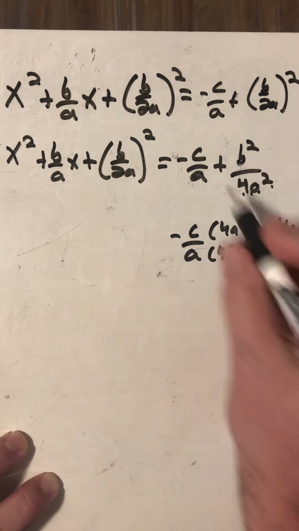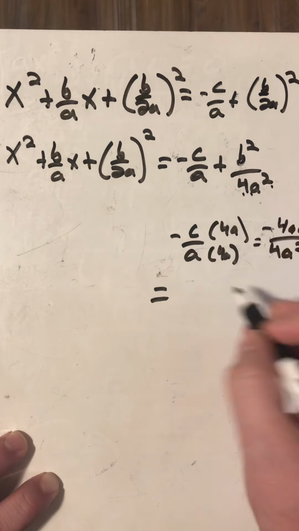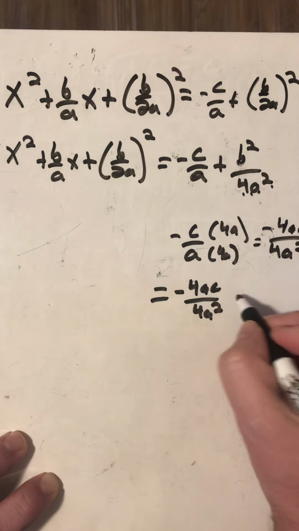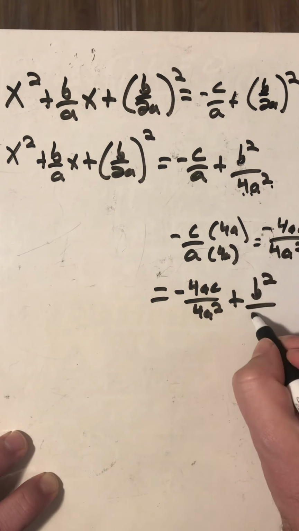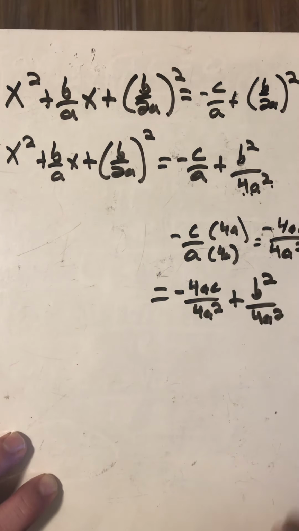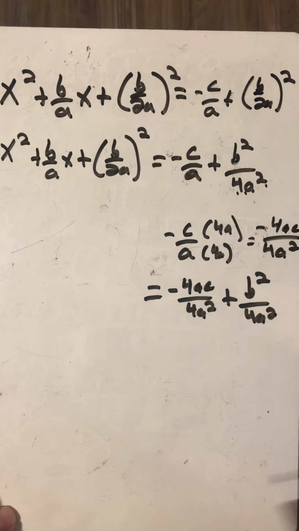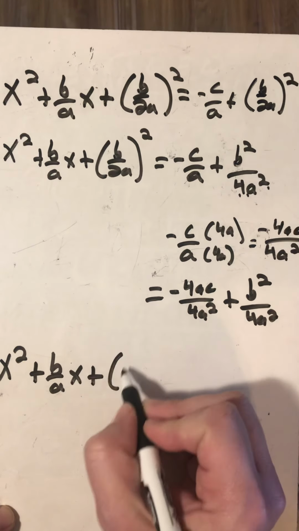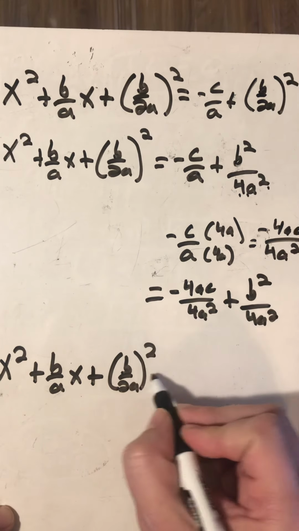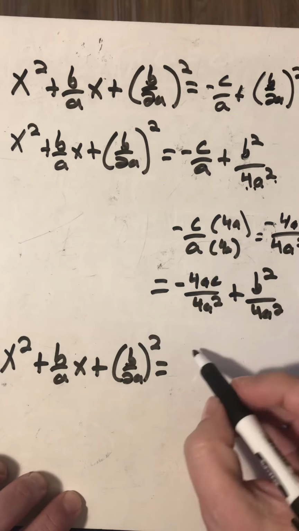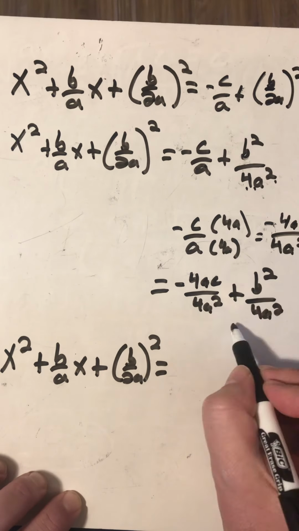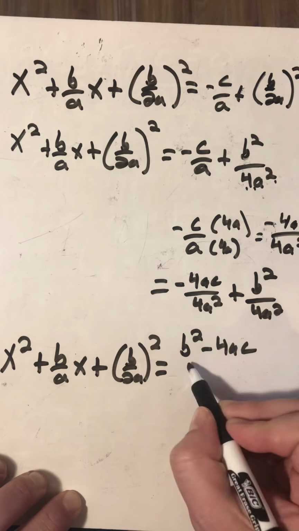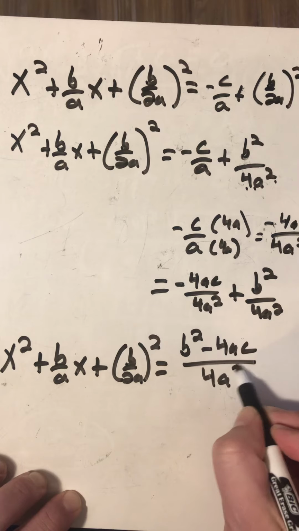4a squared, okay? So I can rewrite the negative c over a as negative 4ac over 4a squared, and I can add that to b squared over 4a squared, because now they have a common denominator that I can use to combine like terms. Okay, guys? So now we got x squared plus b over a x plus b over 2a squared equals, and if I combine these two terms over here, let's do the positive term first. I've got b squared minus 4ac over 4a squared.